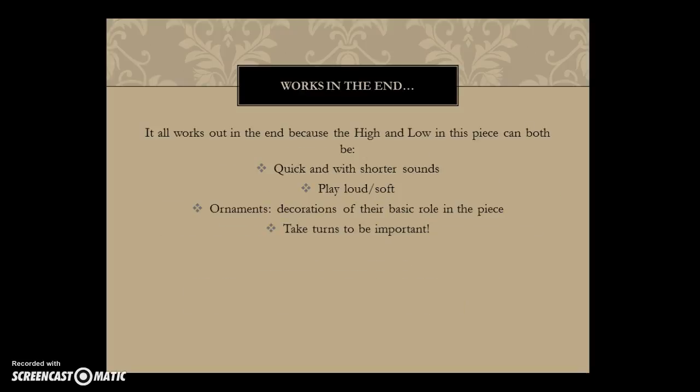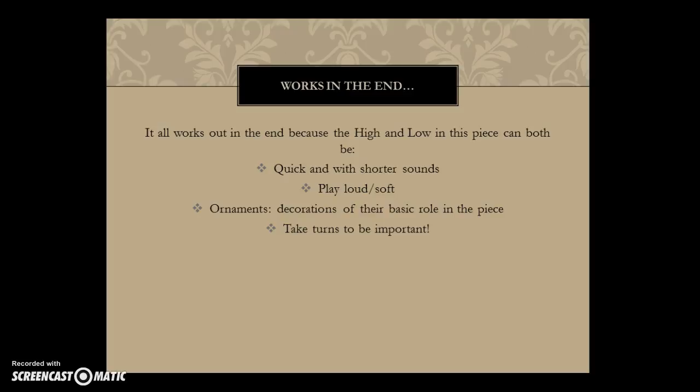And last but not least, in this piece, the high and low both can be quick and with short sounds. They both can play loud and soft. The cool part is they both have ornaments, which are just decorations of their basic role in the piece, and they take turns to be important. So even though we have that main melody and that support, the high part of the piano and the low part of the piano each have moments of sharing those roles. So the right hand can be quick, and the left hand can have those decorations.